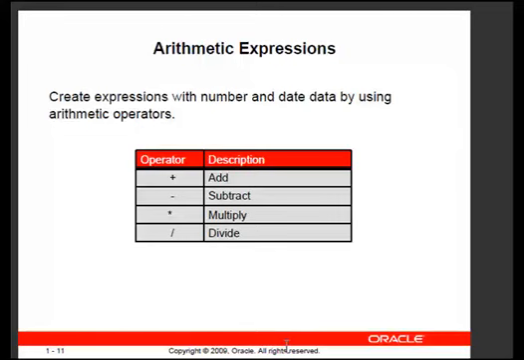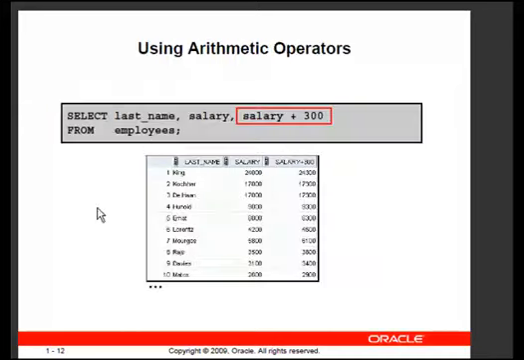The arithmetic operator that we're using for addition is plus, subtraction is minus, multiplication is asterisk, and a slash is division. The mixture of these arithmetic operators, when you use them in the select statement, follows the same rules that we use in algebra. Let's look at this example.